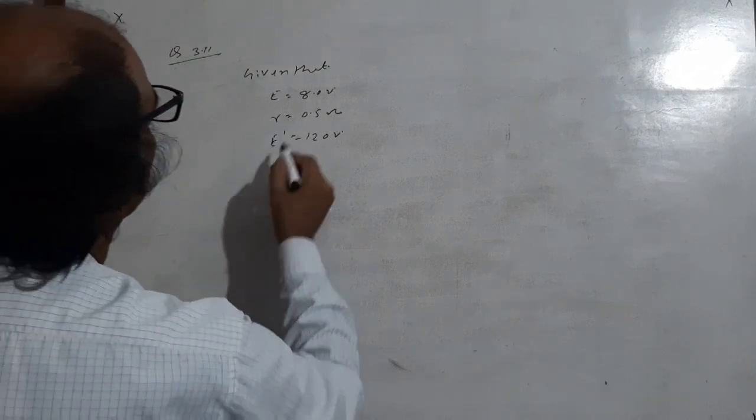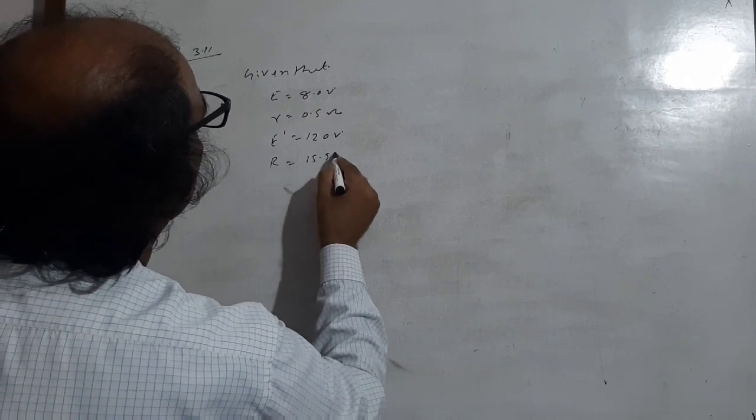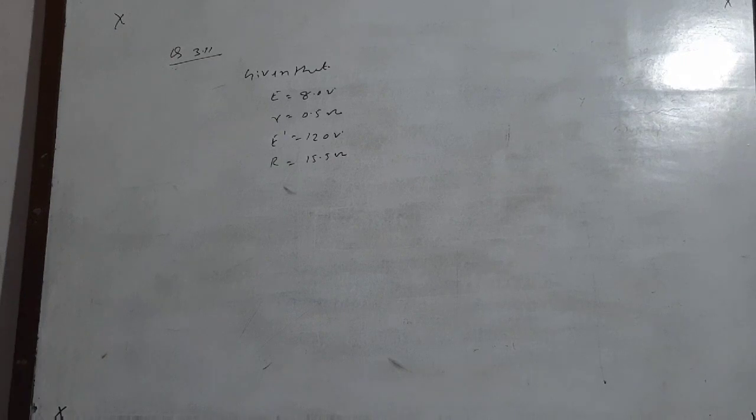This is the condition for charging of the cell. And a resistor is also connected in series of the value 15.5 ohm. And what is the terminal voltage of the battery during charging, and what is the purpose of having the series resistor in the charging circuit? What is the terminal voltage of the battery?